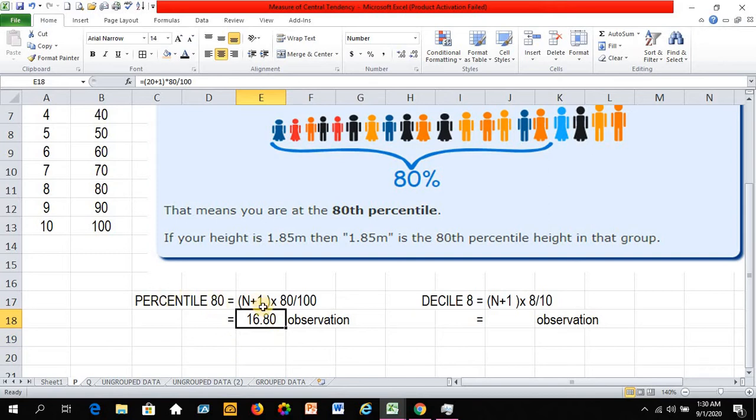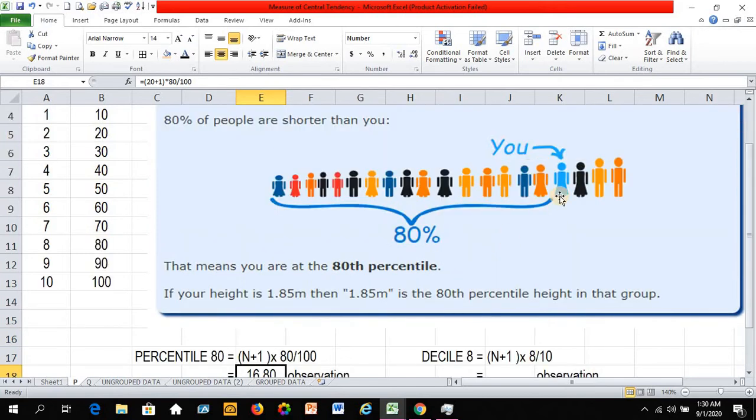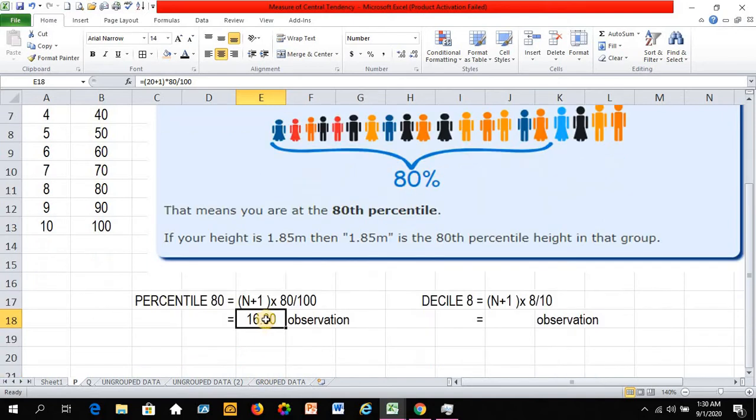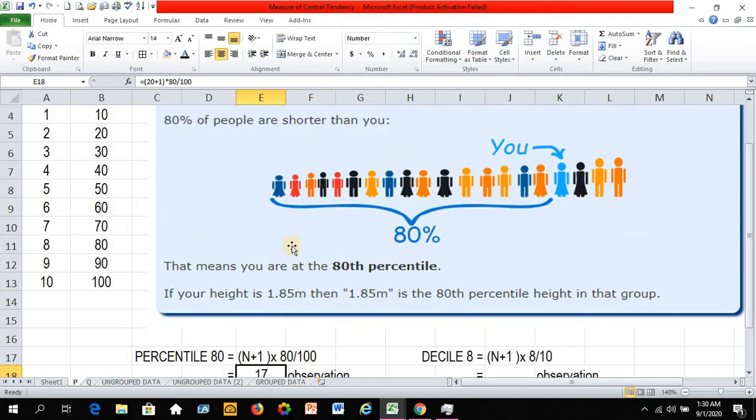So that if I compute this, equals, open parenthesis, ang N ko ay 20, then plus 1, close parenthesis, times 80 divided by 100. Okay, so ang sagot ay 16.8. So 80th percentile ito. Now, wala namang tao na pang 16.8. Integral ito, no? Hindi pwedeng by decimal. So dapat buo. Pag sinabing integral, buo. So ito, i-round off natin into whole number. So, magiging 17.